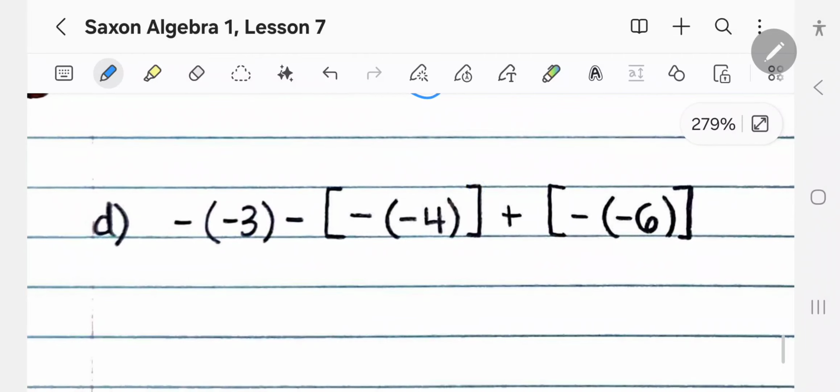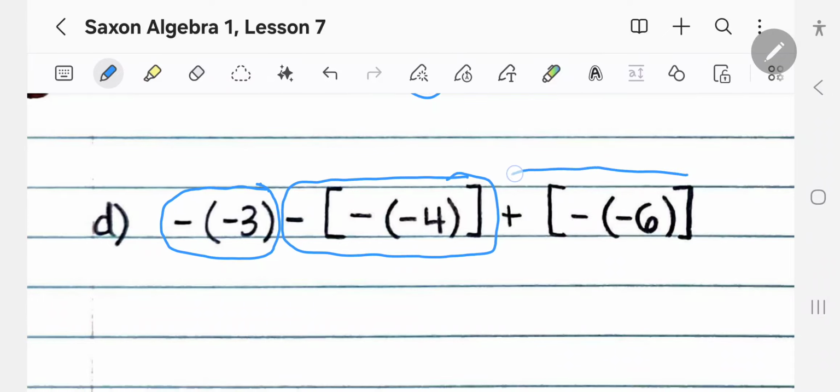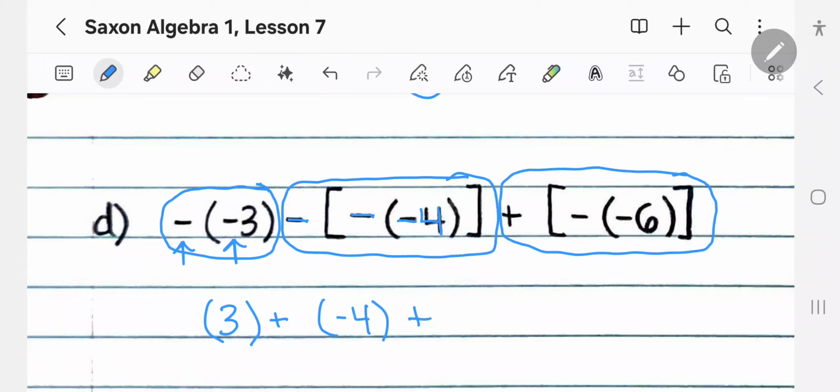One more. Here's D. Here's an item, another, and another. Okay? So I'm going to say the opposite of negative 3, which is positive 3. Insert addition. This is negative 4, but the opposite of that would be positive 4, and then the opposite of that would be negative 4. Insert an addition. Negative 6, take the opposite of it would be positive 6, and then that's plus positive 6.